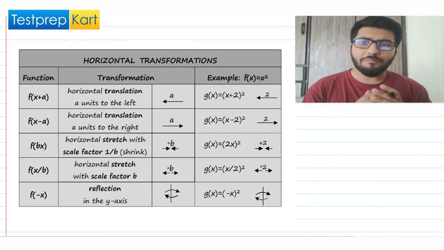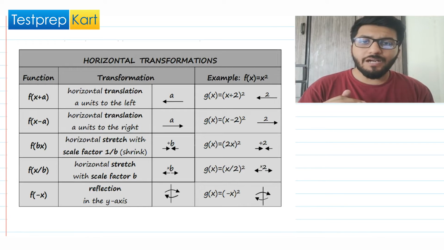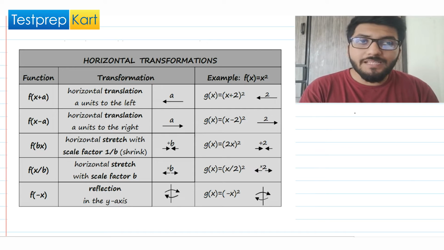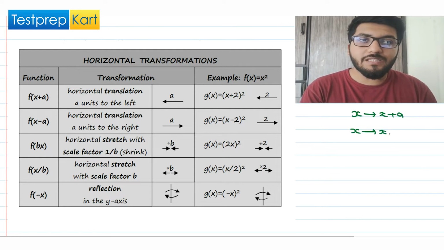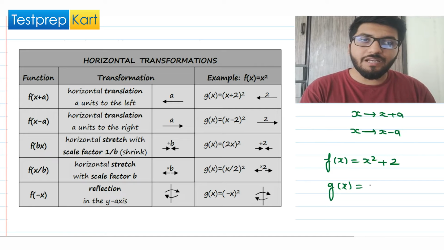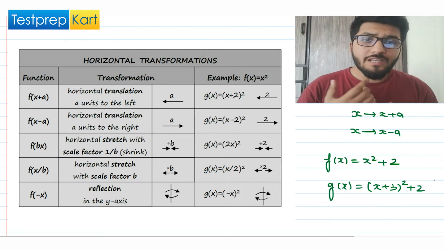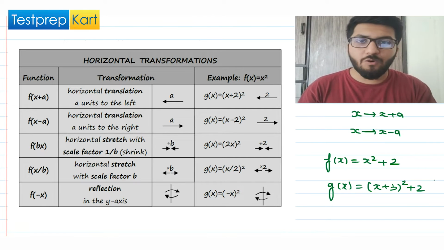Now let us quickly focus on the horizontal transformations. Point is that earlier we added some number or subtracted some constant number to the whole function. Now what we are doing, we are replacing x with x plus a, or we are replacing x with x minus a. Like let us say earlier my function was x square plus 2. Okay, now my new function g(x) is nothing but (x plus 3) whole square plus 2. So the whole definition has been changed and we have got a new function. So sir, how can we draw the graph of (x plus 3) whole square plus 2?